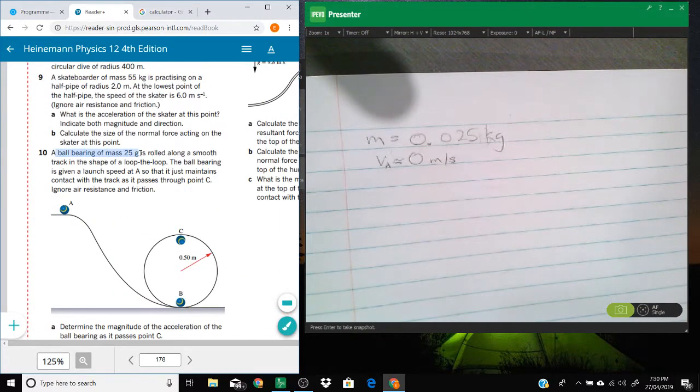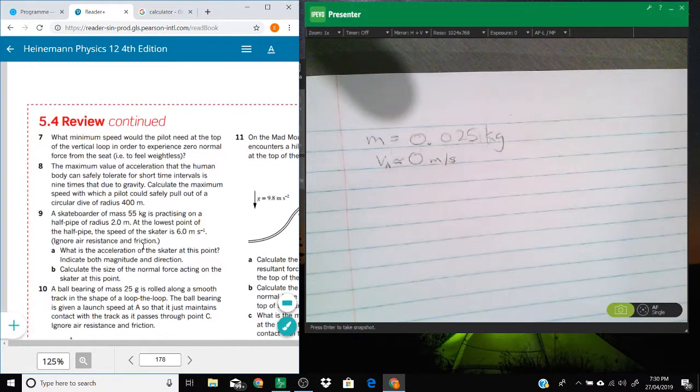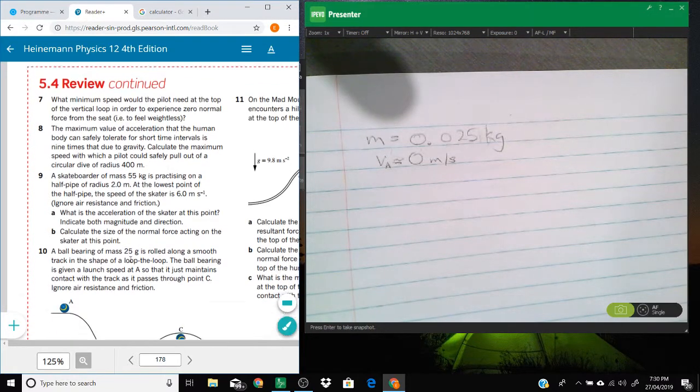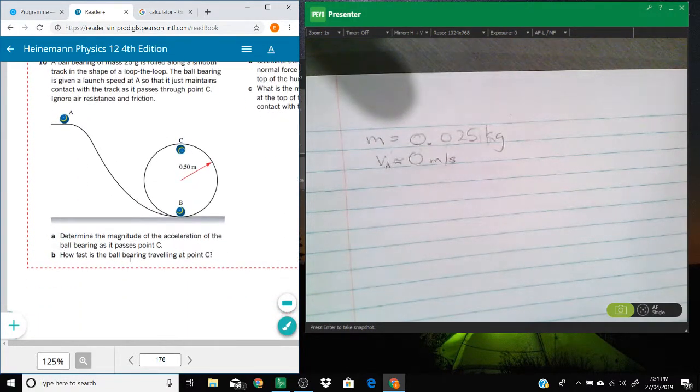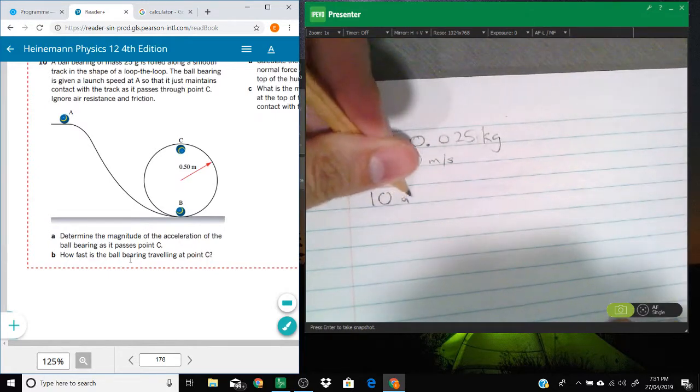A ball bearing of mass 25 grams is rolled along a smooth track loop to loop. The ball bearing just maintains contact with the track through point C, ignoring air resistance. Determine the magnitude of acceleration of the ball bearing as it passes point C. How do you work out the acceleration without knowing how high it was initially? I think that's a boo-boo. But we can do the first part anyway. Okay, question 10, part A.